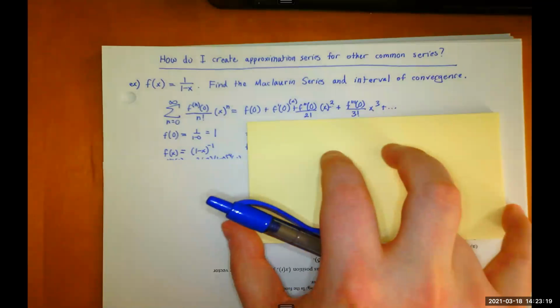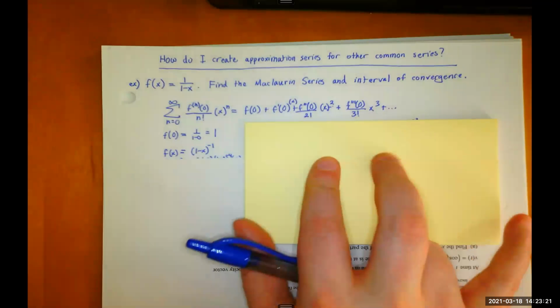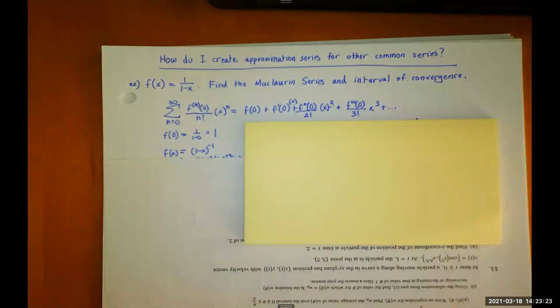Now, before I do that, I just want to note that I will be thinking about the function f as 1 minus x to the negative first power. That's what I'll be thinking about when I'm taking the derivatives here.